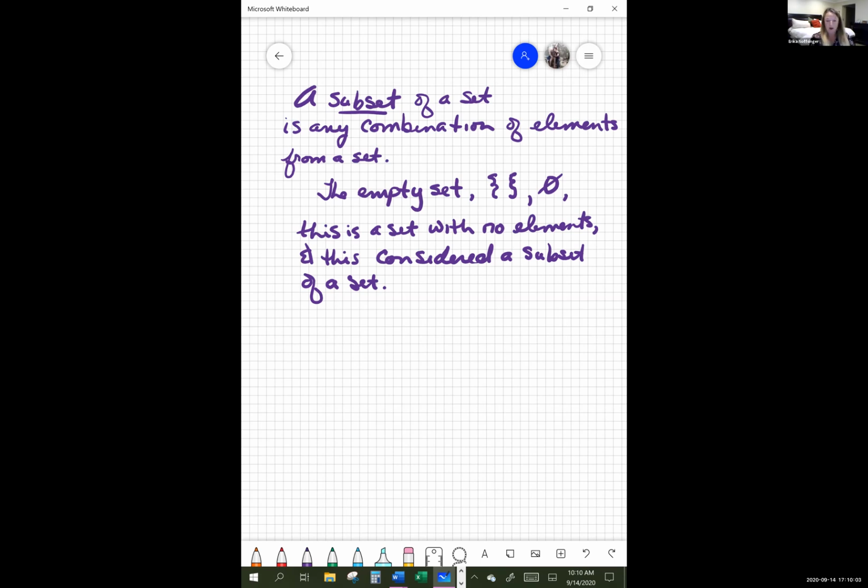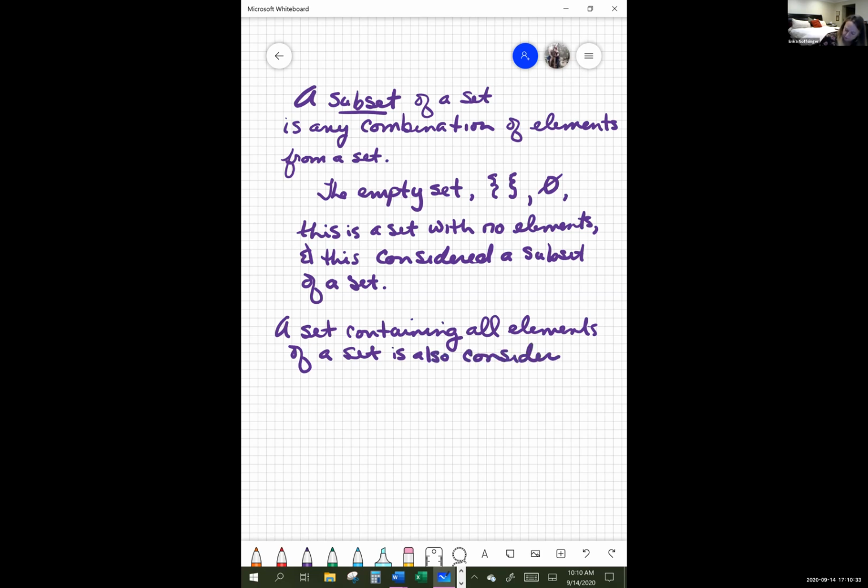Also, a set containing all the elements of a set is also considered a subset of the set.